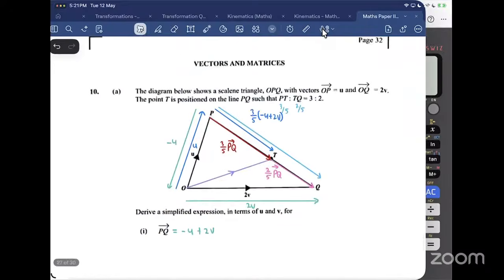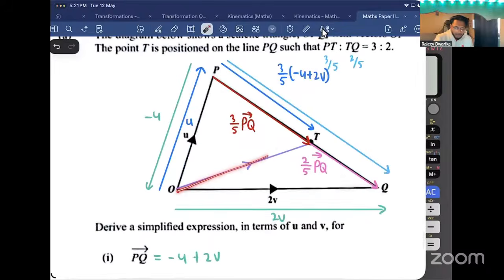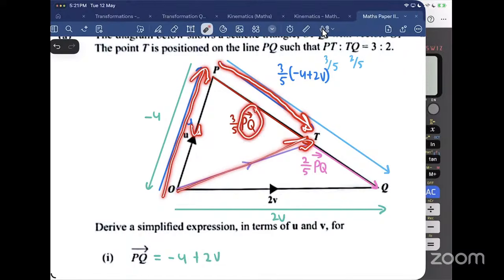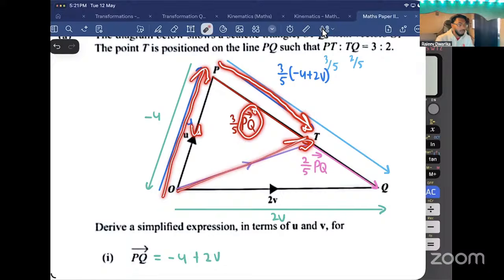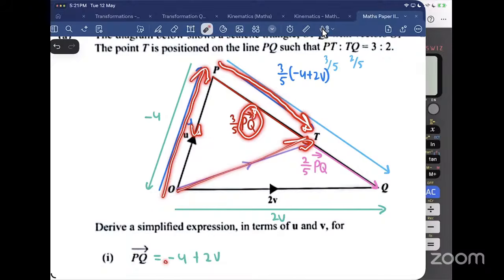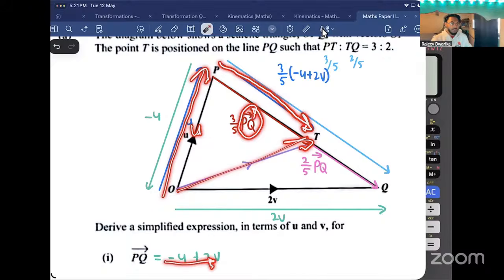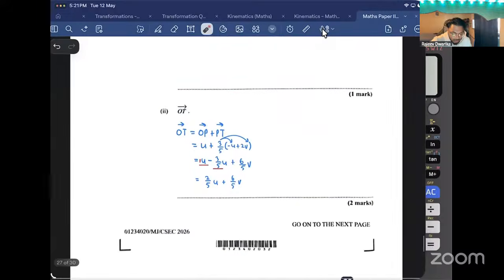So again, how would you go from O to T? I could go from O to P, that'll be U, going in the same direction. And then I will go from P to T. Now, P to T is what fraction of the whole thing? 3/5 of PQ. And in the first part, what did we find for PQ? So I substitute minus U plus 2V into that.